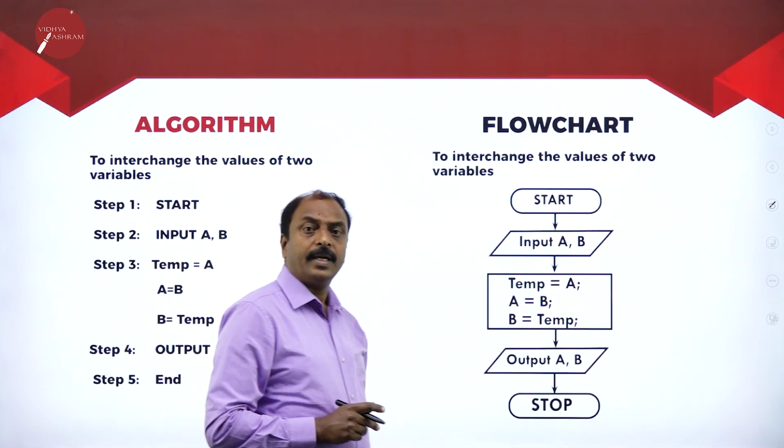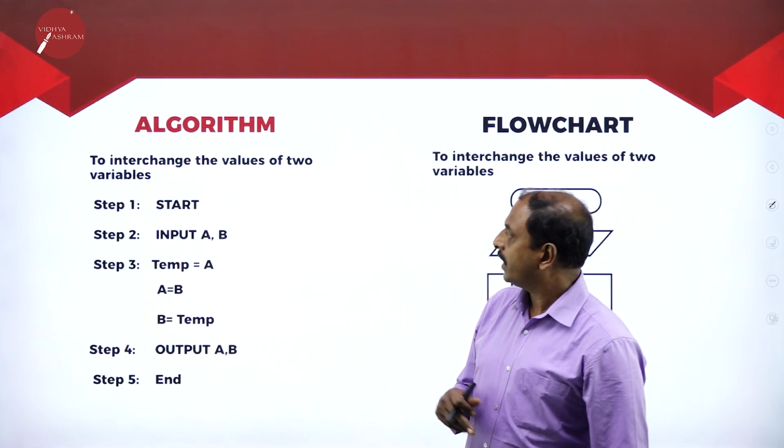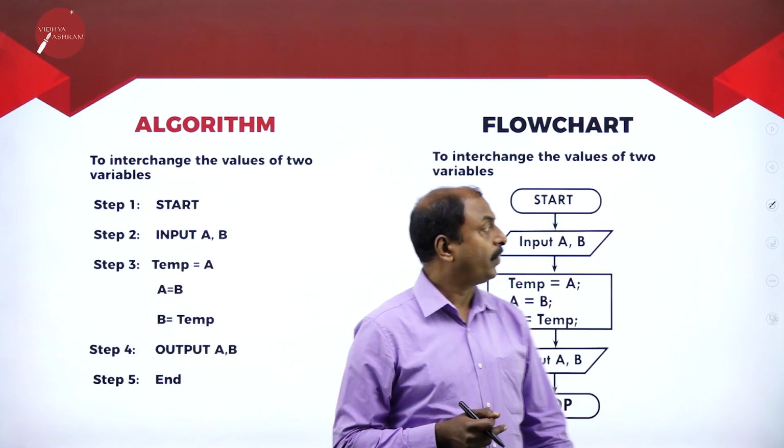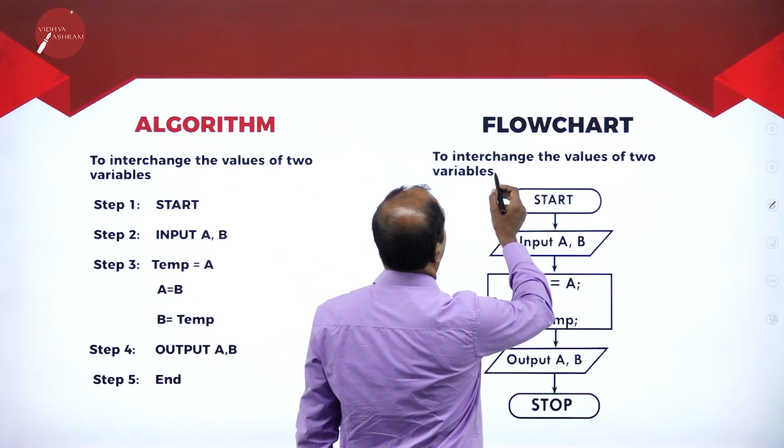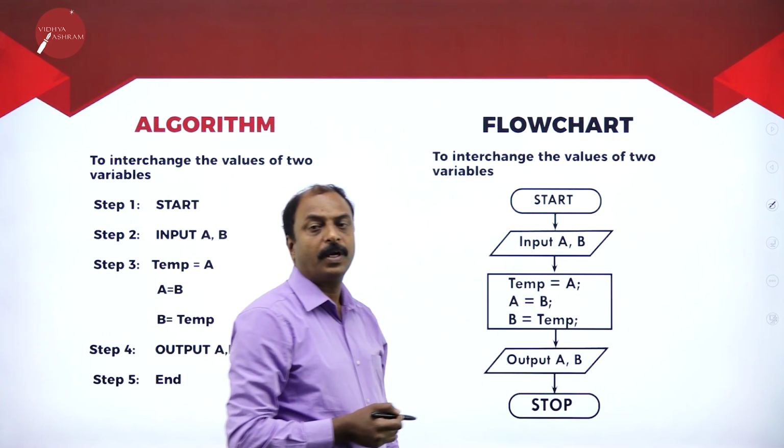By looking at the different shapes, now let us write a flowchart as an example. This is the flowchart to interchange the values of two variables.